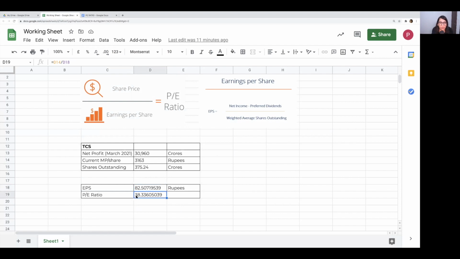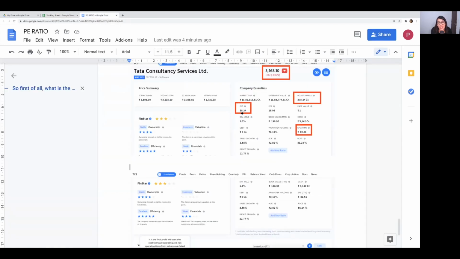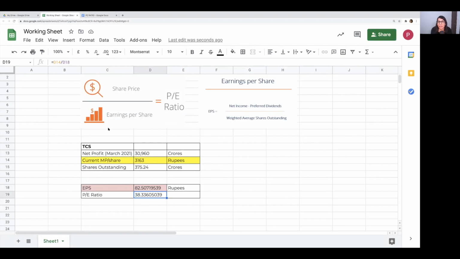Next is PE ratio. So PE ratio, the formula is share price, that is this portion. Let's make it yellow. So this portion divided by the EPS, that is this. So let's mark it. Okay, so look at the formula in this. We have divided D14 by D18, that is current market price per share, divided by D18, that is EPS. And the result is 38.33. Now let's go back to the document and see. Oh, it's 38.34 here as well. So that's how you calculate PE ratio.